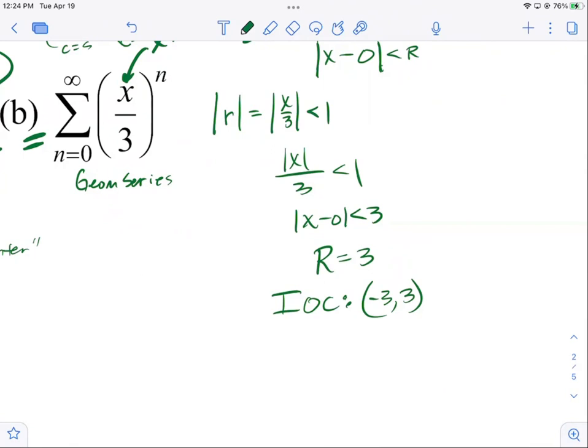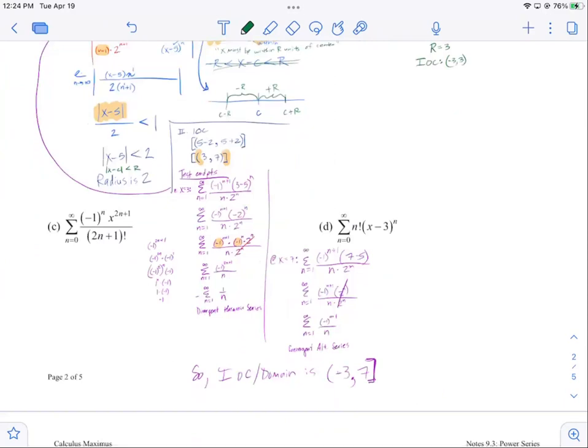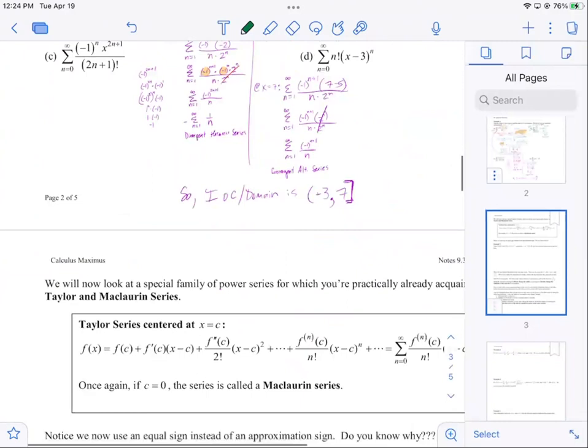So be on the lookout for geometric series. By the way, let's check a value that's between -3 and 3, like 2, right? If x were 2, you get 2/3 to the n. Boom, convergent geometric series. Okay. So be on the lookout for geometric series. All right, let's jump down to example C, where we can get back to some really fun type ones with the ratio test.